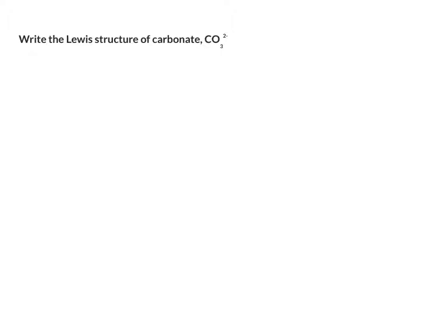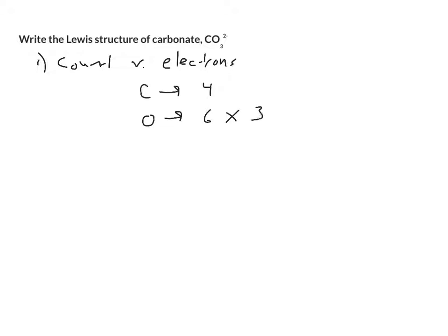1, count the valence electrons. Looking at the periodic table, carbon has 4, oxygen has 6, and there are 3 of them.